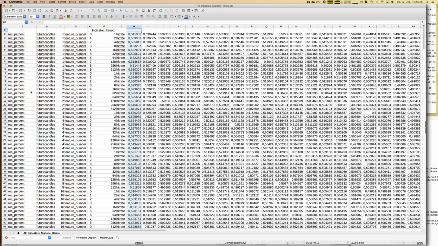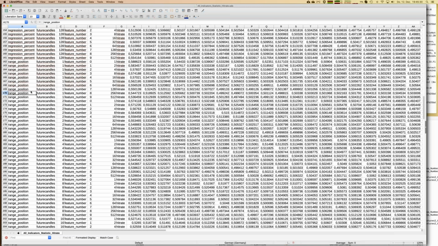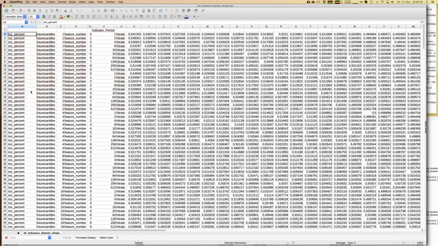And as I mentioned, you can have those data. What is the third indicator? Range position. Wow. But that's just the hit rate. And as you know, the hit rate is not everything. We have to go to the next step.